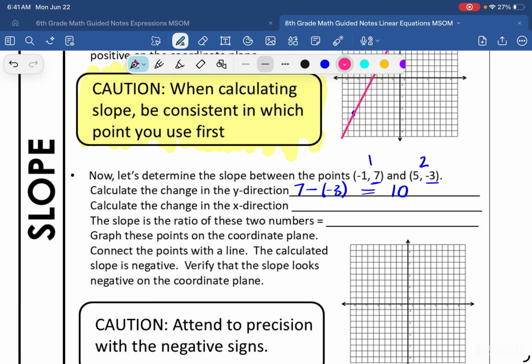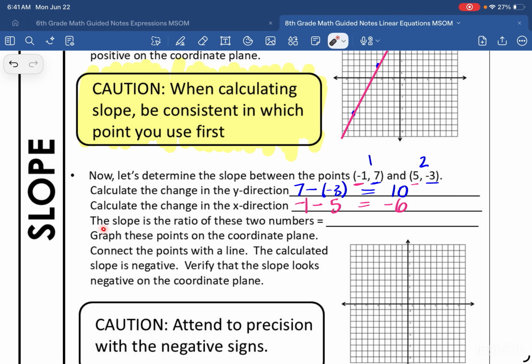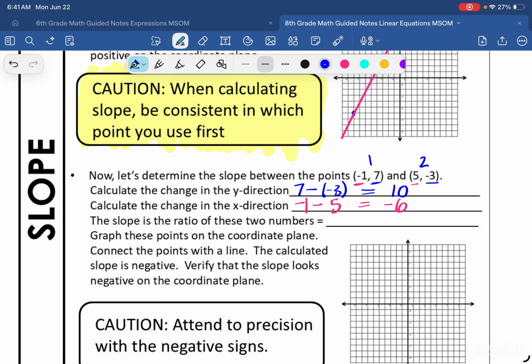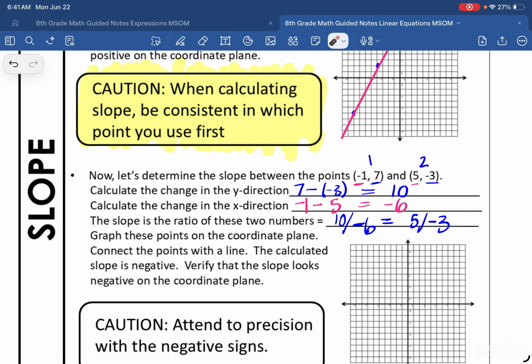And then a change in the x direction. So x, -1 minus 5. -1 minus 5 equals a -6. The slope is the ratio of these two numbers. So we'll have 10 in the numerator over a -6. And that reduces, I can divide both by 2, so that reduces to 5 over -3, or -5/3. I calculated that the slope is negative, right there, negative. So when I graph it, I know that it's going to be going down.